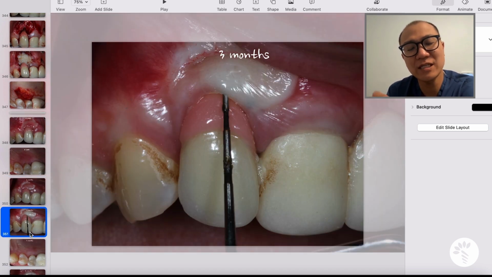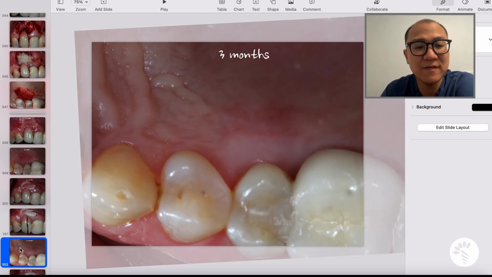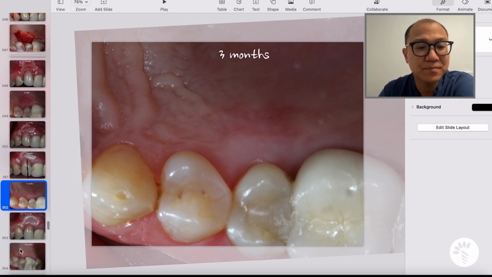At this point, the underlying connective tissue healing is completed, so I was able to put the probe in safely. And you can clearly see the probing depth is about 3 millimeters or so. So this was really nice. A nice result has been achieved. And this is 3 months on the donor side.